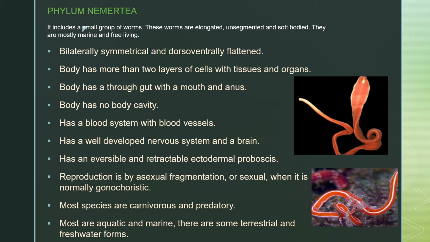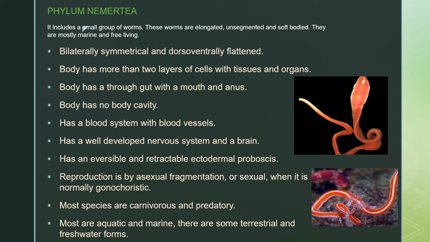Next is phylum Nemertea. Phylum Nemertea includes a small group of worms. These worms are elongated, unsegmented, and soft-bodied. They are mostly marine and free-living. So these are the characteristics of phylum Nemertea. First is bilaterally symmetrical and dorsoventrally flattened. The body has more than 2 layers of cells with tissues and organs. Body has a through gut with a mouth and anus.